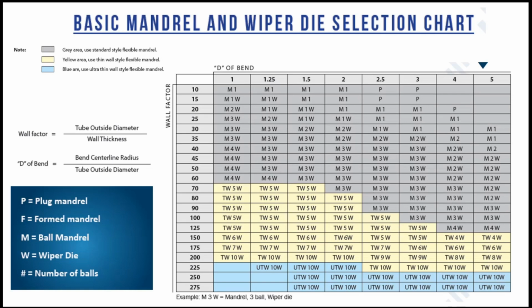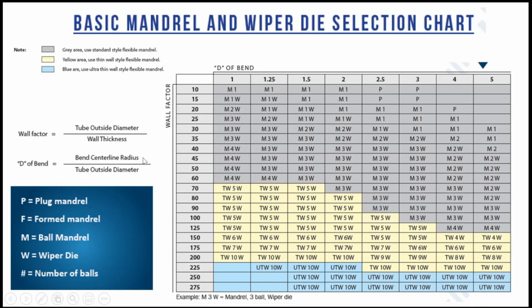There are two formulas shown: D of bend and wall factor. In order to get your wall factor, you take the wall thickness and you divide it into the tube OD. And in order to get your D of bend, you take the tube OD and you divide it into your bend radius.